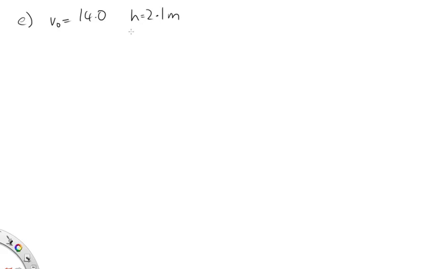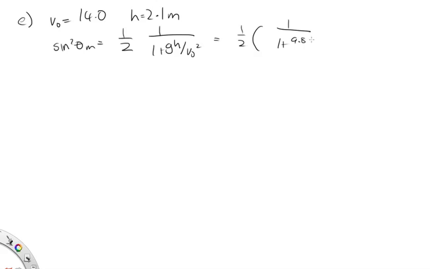Okay, so first of all we should calculate the optimum angle. We can use our answer from D. Sine squared theta m is equal to 1 over 2, 1 over 1 plus g h over v naught squared, which is a half 1 over 1 plus 9.8 times 2.1 over 14 squared, which on the calculator gives us sine squared theta m is equal to 0.45, so theta m is equal to 42.3 degrees.